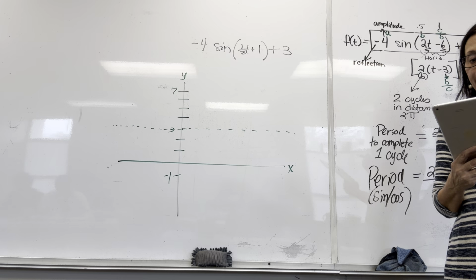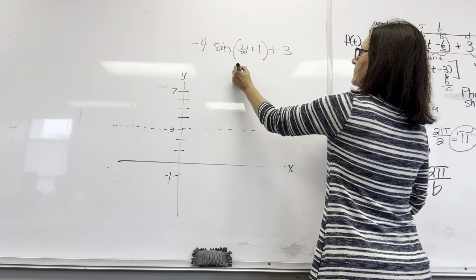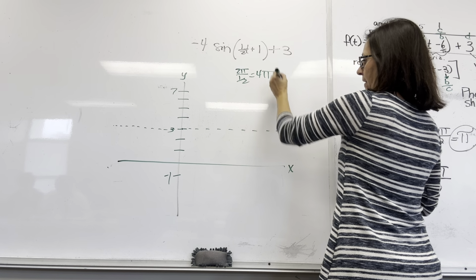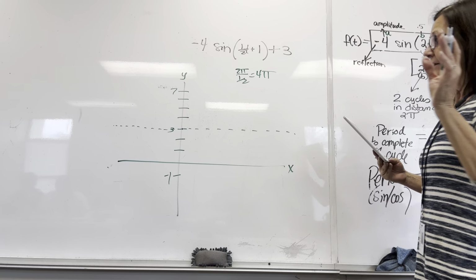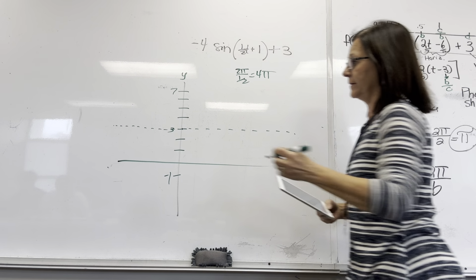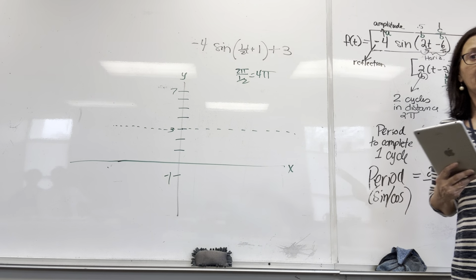We have to do 2 pi over 1/2 to get our period, which would be 4 pi. Okay, so it's going to take 4 pi to complete one cycle. So it's going to be a long one. It's going to be a stretched out one. All right, and then what about the 1?